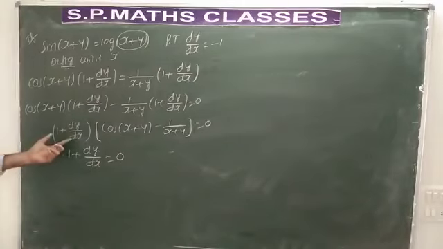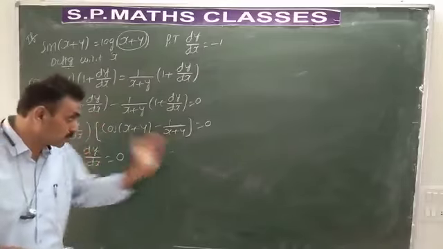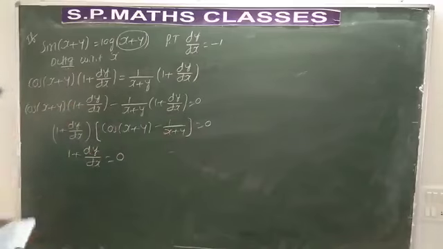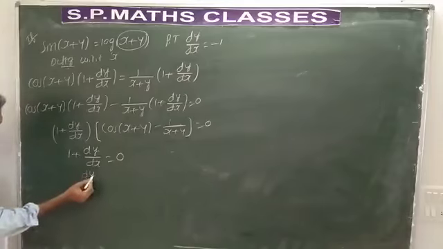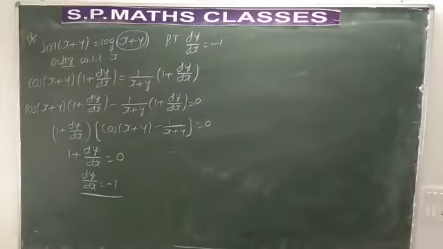Hope you have understood. Equate the first term to 0. Second term cannot be 0. So you cross multiply. 0 divided by whole thing, 0. What is dy by dx now? dy by dx will be equal to minus 1. Hope you have understood this problem. Sine of x plus y is equal to log of x plus y is the problem. We have solved this problem in simple method.